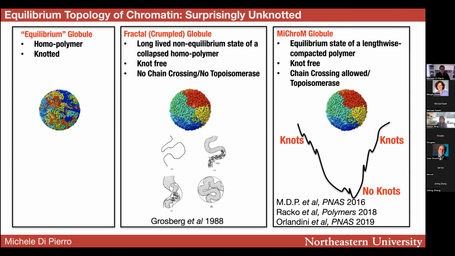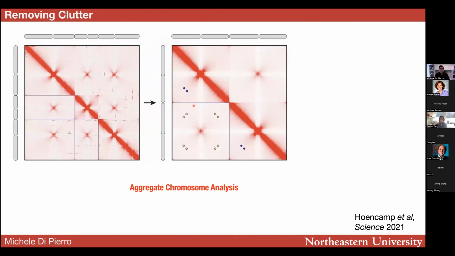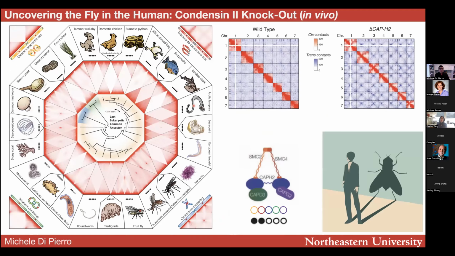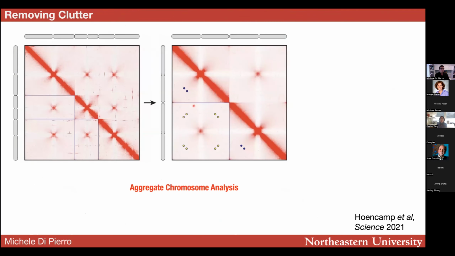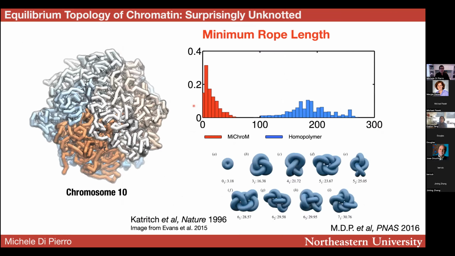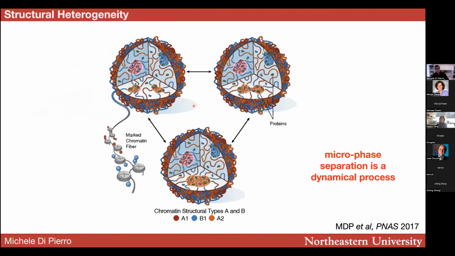Okay. So the bottom line is, I'm going to skip all this other part, which was there just in case. The bottom line is that we have a good grasp on what the physics is, what the physical processes responsible for the folding of chromosomes are. So we think there are two main processes. One is phase separation and the other is lengthwise compaction.